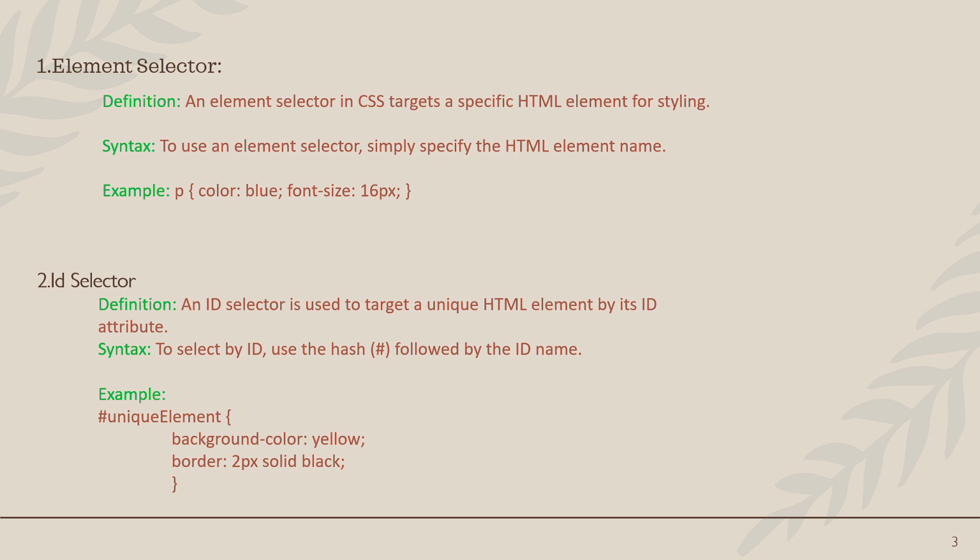ID selector. An ID selector is used to target a unique HTML element by its id attribute. And to select by ID, we have to use a hash followed by the ID name. As we can see in the example, we have used a hash followed by unique element. We have given a name, and then background color yellow and border 2 pixels solid black.